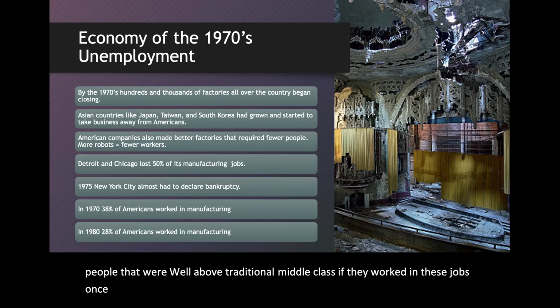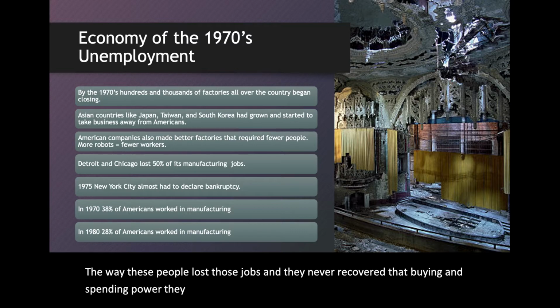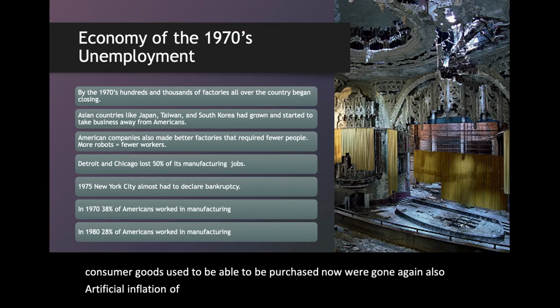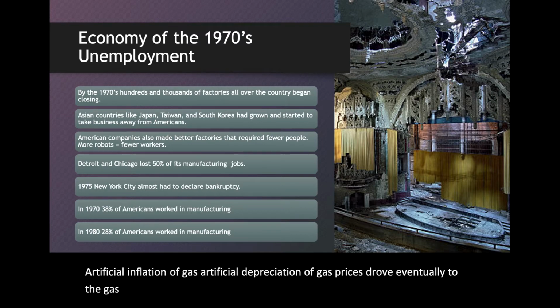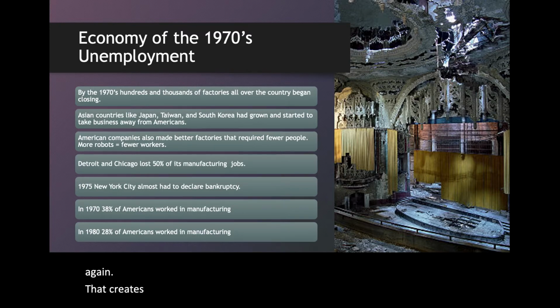Once they went away, these people lost those jobs and they never recovered that buying and spending power. They just became this giant void in the market where all these consumer goods used to be purchased, now gone. Again, also artificial depreciation of gas prices drove eventually to the gas shortages. But you lose a lot of employment, and then you talk to a group of people who will never be able to re-engage that buying power again. That creates massive economic stress, and that's what happens here.